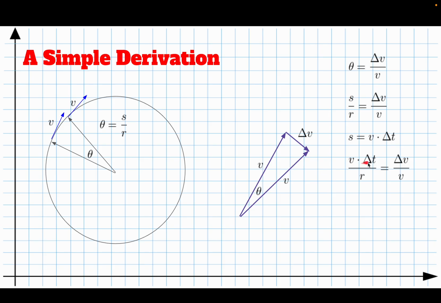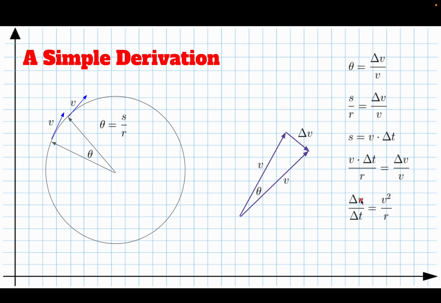So we can take this value for the arc length and substitute it into that expression. We will have v times delta t divided by the radius r. So we're basically just rewriting this equation, but substituting this in for s. We'll get this equation here. If we cross multiply, we'll get v squared times delta t equals delta v times r, which we can then rearrange, and it looks like this. The change in velocity divided by delta t is equal to v squared over r.